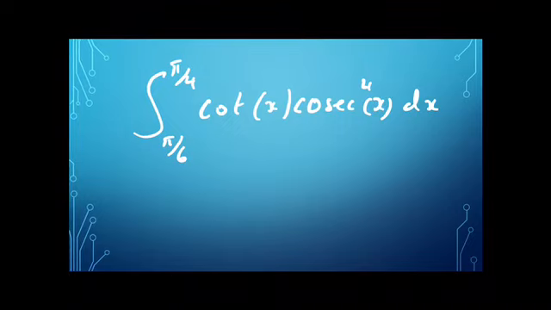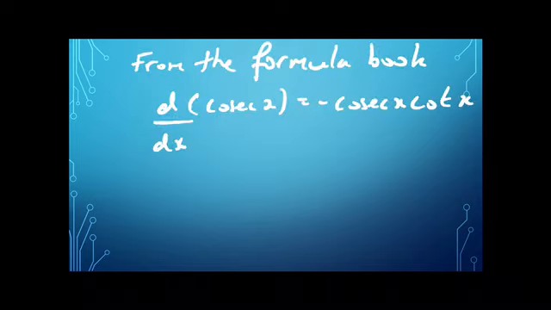So here we have quite a tricky integration: cot x times cosec x to the power 4, between pi over 4 and pi over 6. Now from the formula book you will see that when we differentiate cosec x we get negative cosec x cot x.